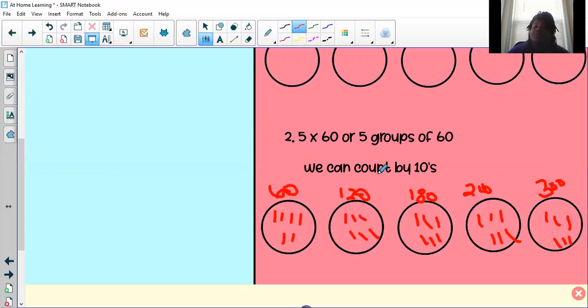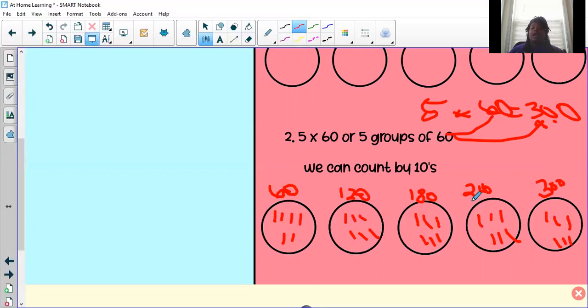Also, you might not even have to do it that far. You could have just multiplied 5 times 6. If you already knew that equals 30, you just would have had to add that 0. You add the 0 right there, and it would be 300. So that's also another quick way you could have done it. We're moving on to the next math problem.